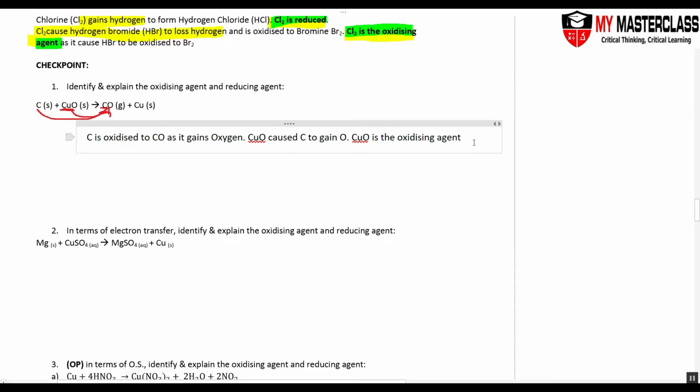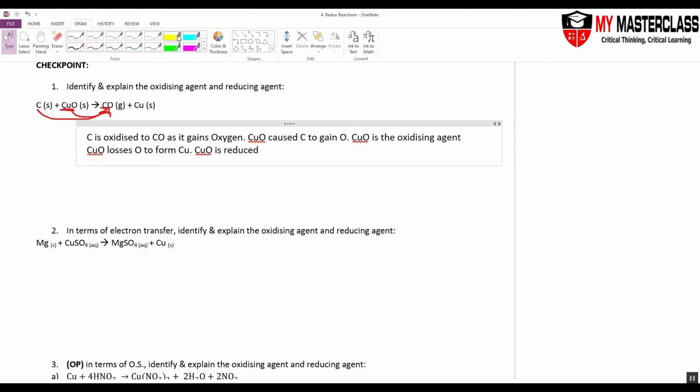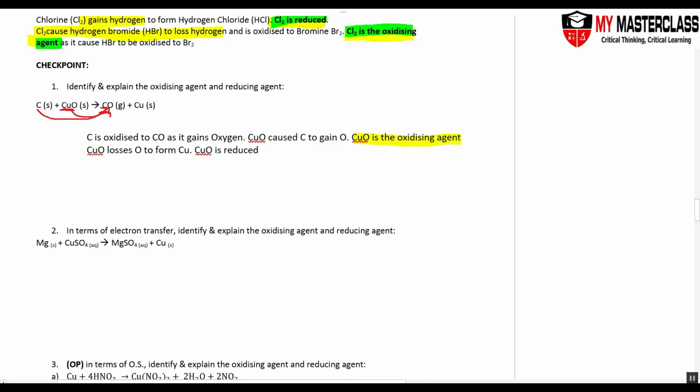So what happened to CuO? CuO loses oxygen to form Cu. So CuO is reduced. Let's look at this again. CuO is the oxidizing agent because it caused the carbon to gain oxygen, and CuO loses the oxygen, so CuO is reduced.